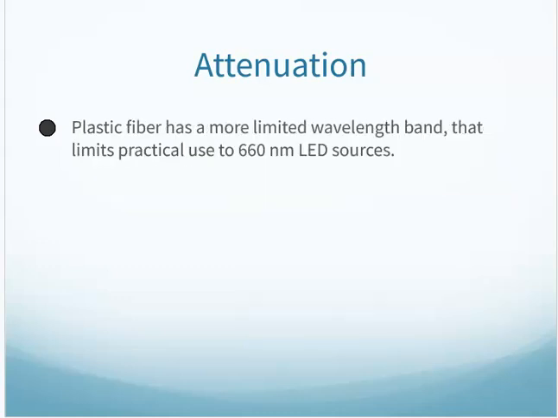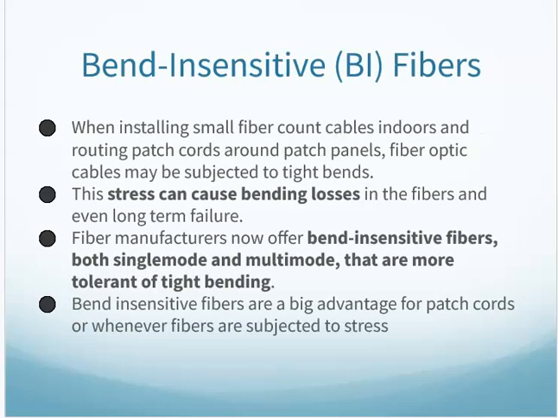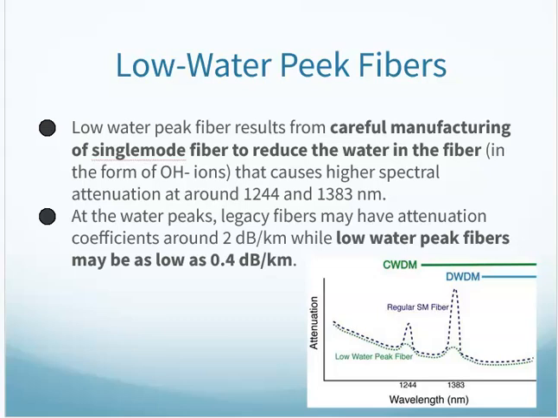Plastic fiber has more limited wavelength bandwidth. That's why it uses the 660 nanometer LED sources for sending the signal across your plastic optical fiber. Now, with bend-insensitive fibers, again, stress can cause bending losses, as we said before. Manufacturers now do bend-insensitive fibers in single-mode and multi-mode that are more tolerant of bends, which makes them handy for patch cords and maybe connections in closets and in tight areas.